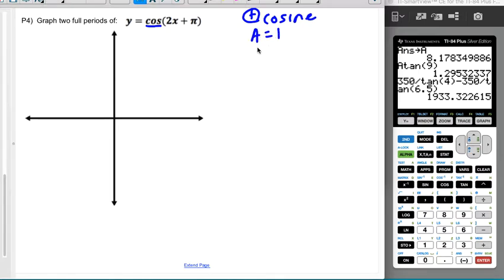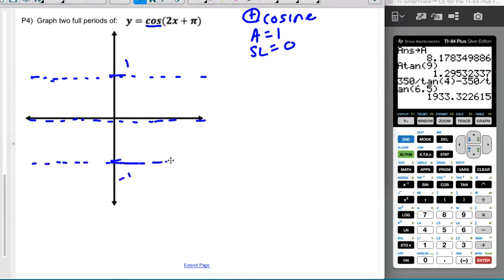The amplitude's 1, and sea level is also 0. I didn't change either of those things, right? So sea level is 0, your amplitude is 1. My goal here was to teach you how the phase shift works without changing the entire problem, right? So my amplitude's 1, and then down here is a -1, right? So go ahead and walk through, right?